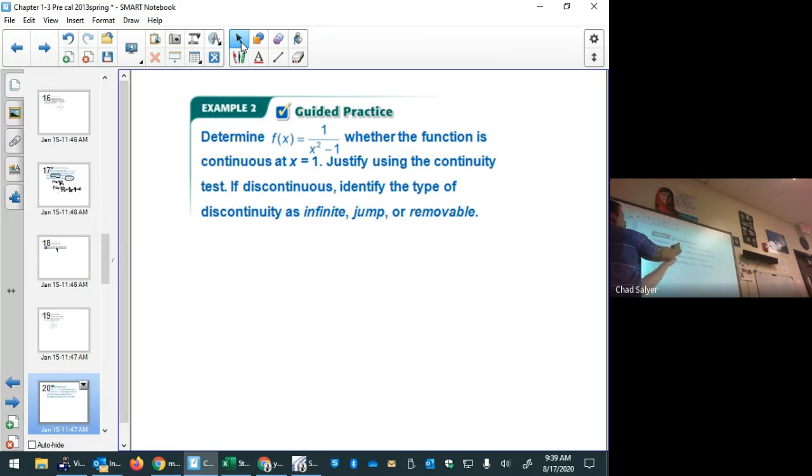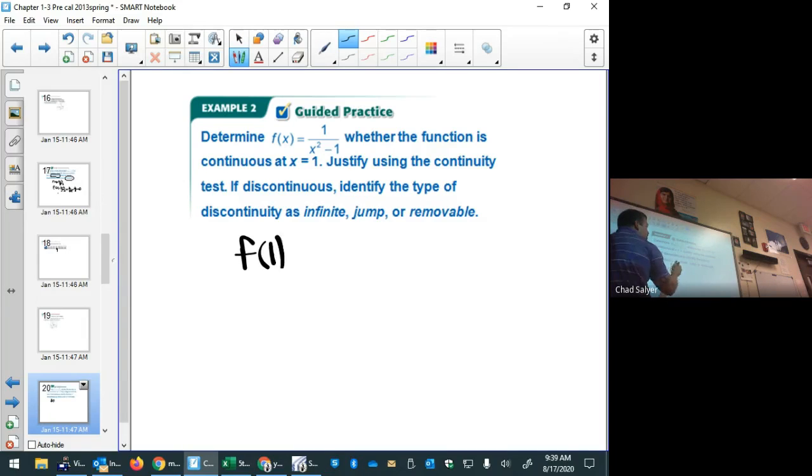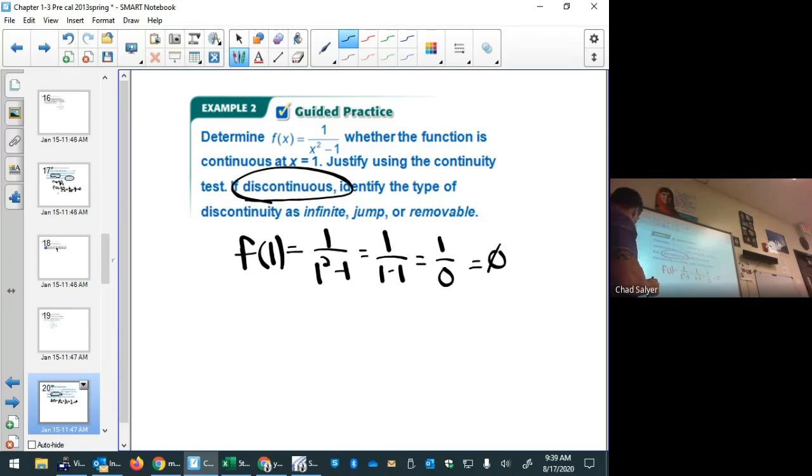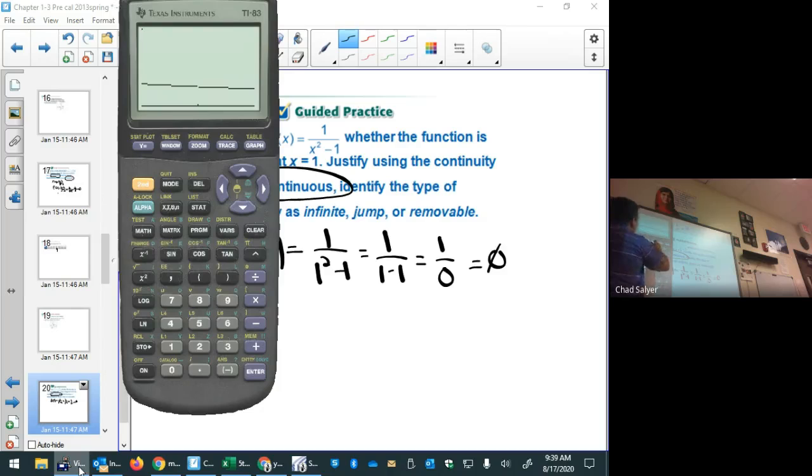So we're concerned about the function's value at +1. If you test it at 1, it's 1 over 1 squared minus 1, which is 1 over 1 minus 1. And once again, we get a denominator of 0, indicating that it has no value. It's not defined at that point. So it is discontinuous. And to identify the type, we need to do a little graphical analysis.